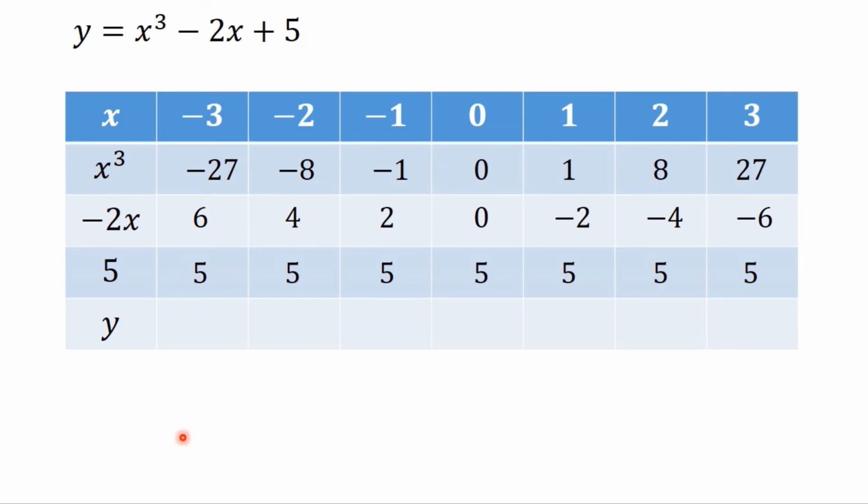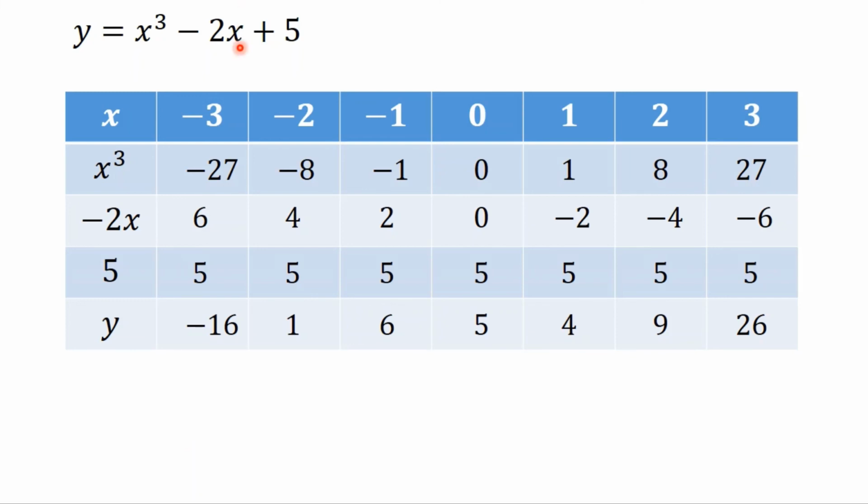So negative 27 plus 6 plus 5 is negative 16. Negative 8 plus 4 plus 5 is 1. Negative 1 plus 2 plus 5 is 6. 0 plus 0 plus 5 is 5. 1 plus negative 2 plus 5 is 4. 8 plus negative 4 plus 5 is 9. And 27 plus negative 6 plus 5 is 26.